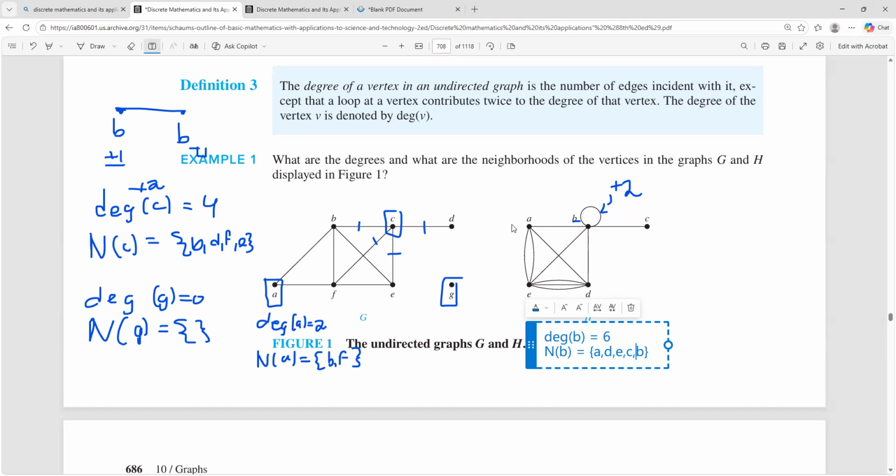You want to do also one more example from here? So let's pick E.